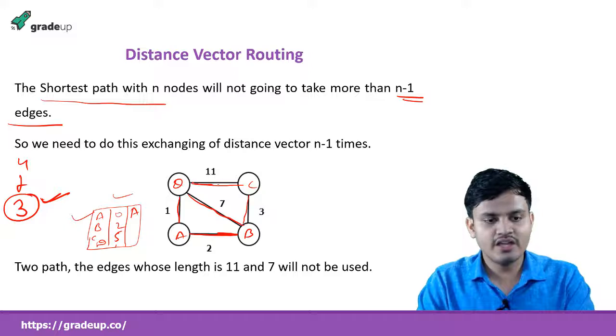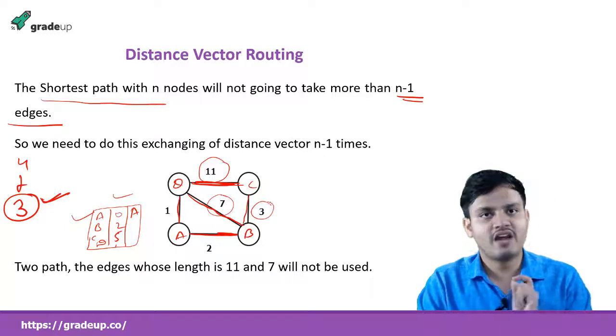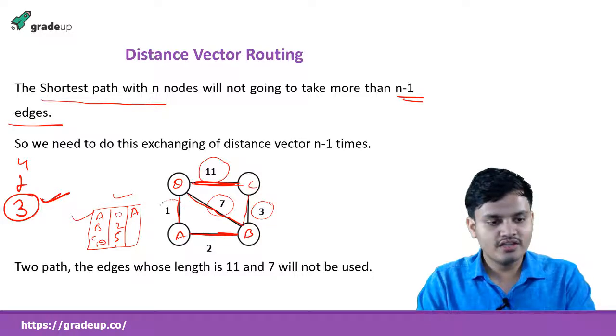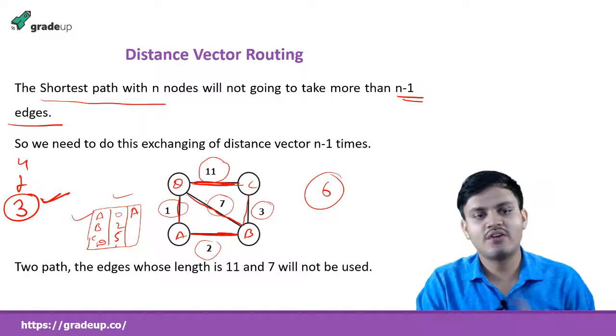What I am telling you is like this. Here you see that D to C is 11, and I am saying that you are not going to use this link. How? Because there is a cycle reaching D to C with less than 11. 7 plus 3 is 10. And also there is another cycle, 1 plus 2 plus 3, that is 3 plus 3, 6. So obviously you are not going to use the 11.